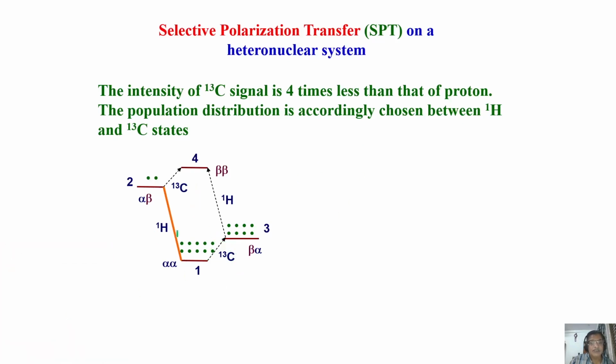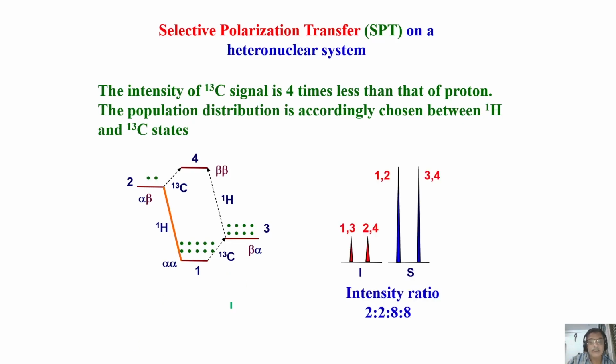As I said, carbon 13 is less sensitive, 4 times less intensity compared to proton. So I have put the populations in a different manner here. In the case of proton, it was 4-2-2-0, so that everything becomes 2-2, all 4 transitions of equal intensity. But now I have deliberately made this such that carbon intensity should be 4 times smaller. That is because carbon gamma is 4 times smaller. Okay, now let us see what the intensity is.